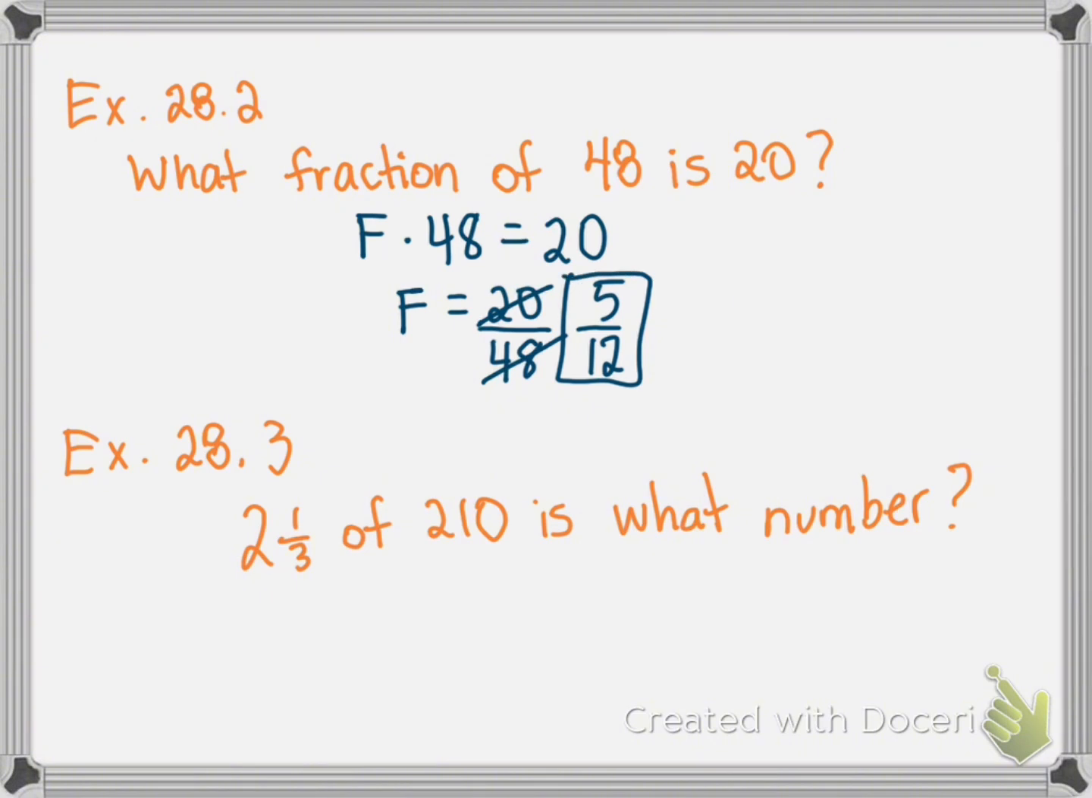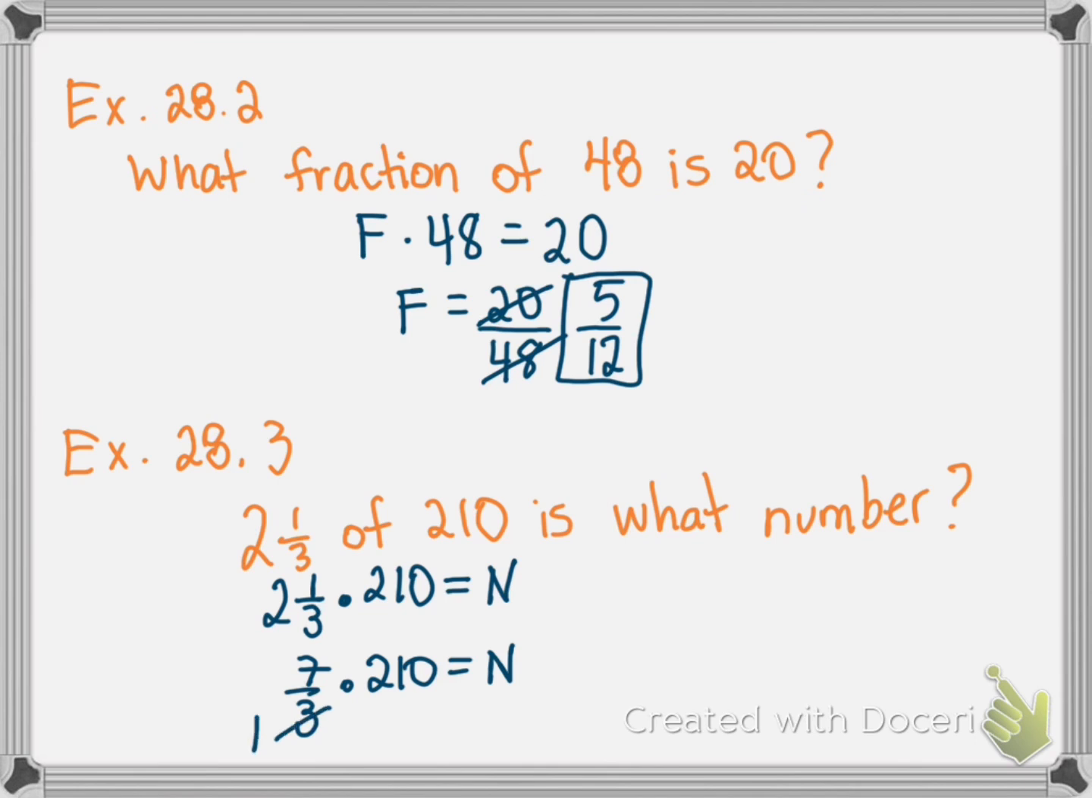In the next example, we have something very similar, but we are working with mixed numbers. So I'm going to put 2 1/3 of 210 is equals what number? Now we have to pass that mixed number to improper because when we multiply or divide, we have to always work with fractions and non-mixed numbers. So that's going to be 7/3 times 210. Now notice that the n, or the number that we don't know, it's already by itself. So we're ready to simplify here.